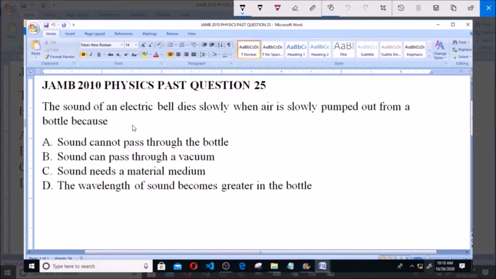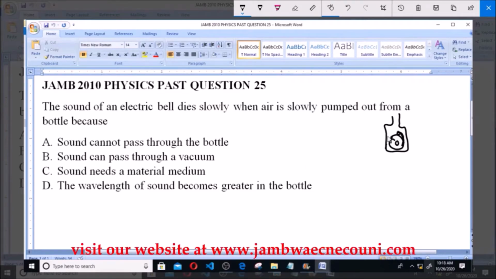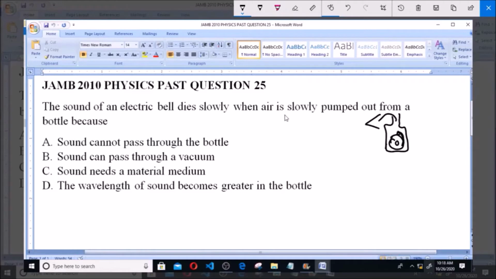So you have a scenario here where you have a bottle with an electric bell within it. When you strike the electric bell, the sound is propagated. However, when you pump the air out of it, when air is slowly pumped out from the bottle, the sound of the electric bell dies slowly. So we are asked why this phenomenon.